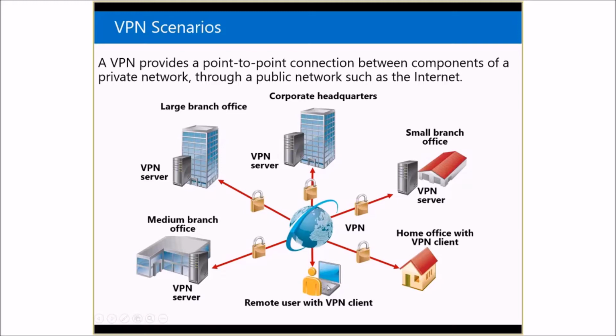I could be in a meeting at another company's site. I could be overseas. I could be in an internet cafe. I could be at home, using my home internet connection. I could be a branch office, or the headquarters office, a medium-sized branch office. Basically, it ranges from an individual person on the road or at home to a network that needs to connect to our network. So VPN provides a point-to-point connection between components of a private network through a public network such as the internet.